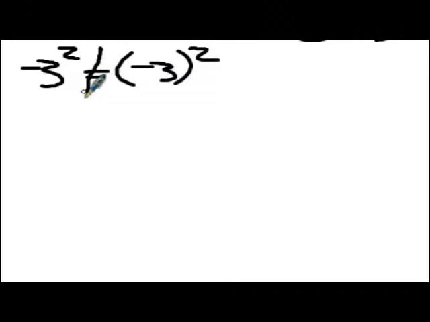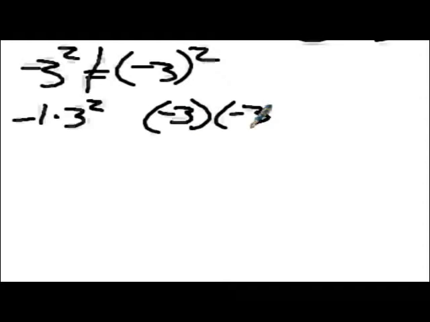Let me prove it to you. The left side of this equation. What this negative in front of the 3 squared actually means is a negative 1 times 3 squared. The other side of this equation means negative 3 times negative 3. So the right side is going to be a positive 9.